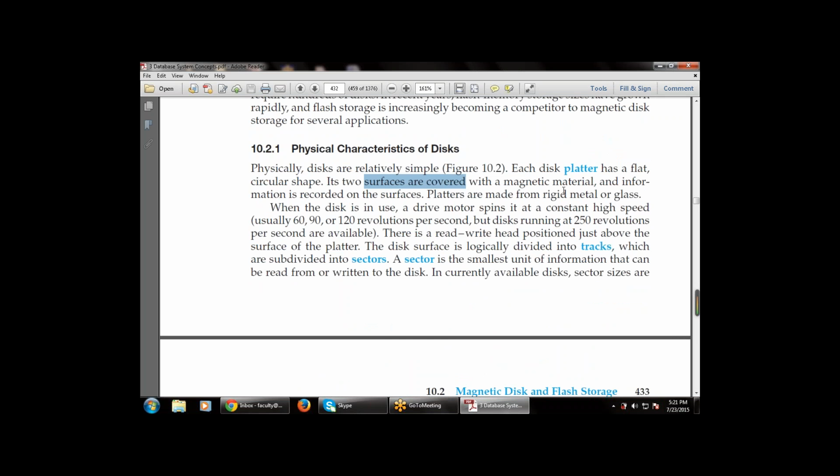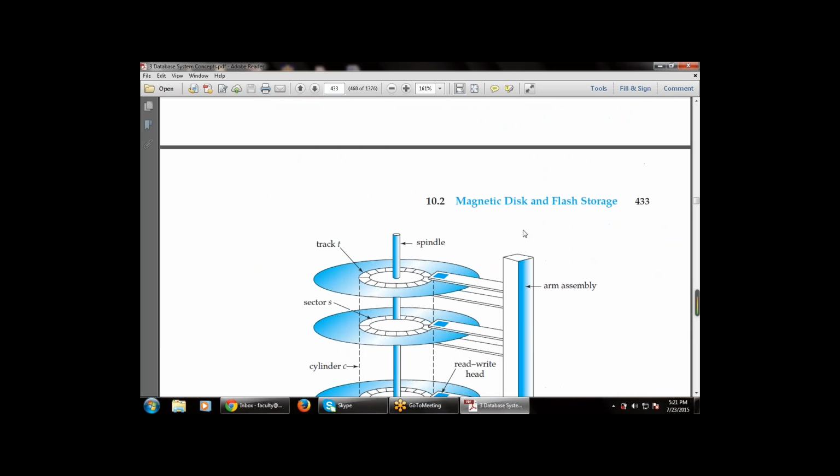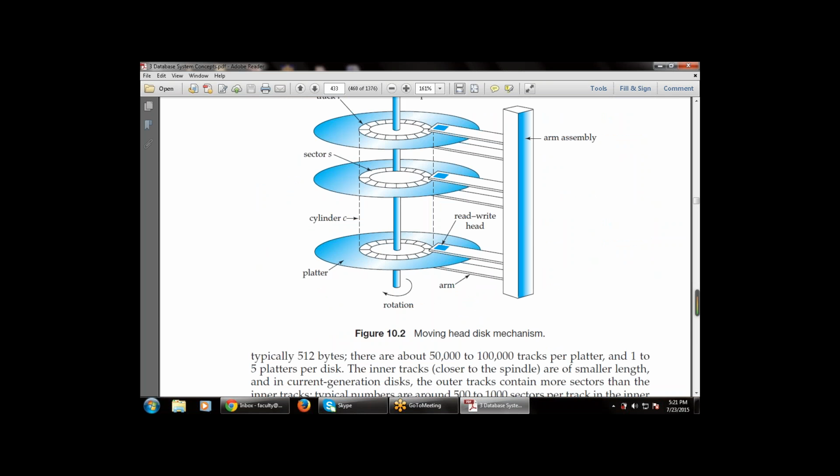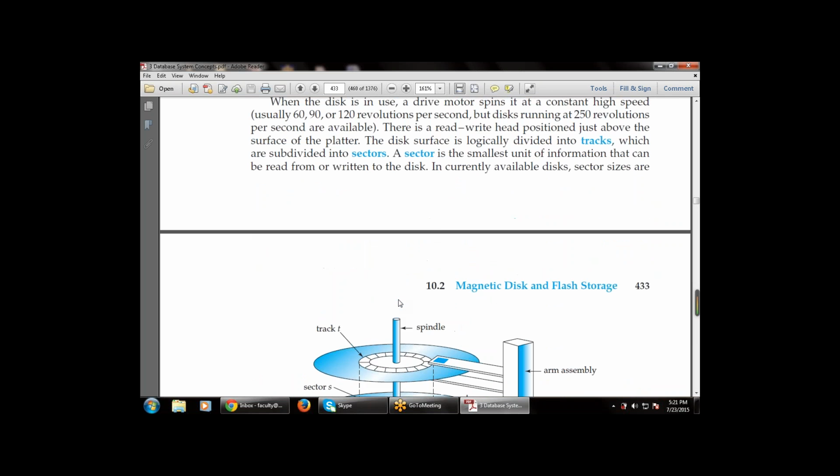Platters are made from rigid material. So every platter has a disk surface. Every platter has two surfaces with magnetic material, and the information is recorded on the surface. And the platters are made from a rigid material such as glass. This is the platter, which is a rigid material.